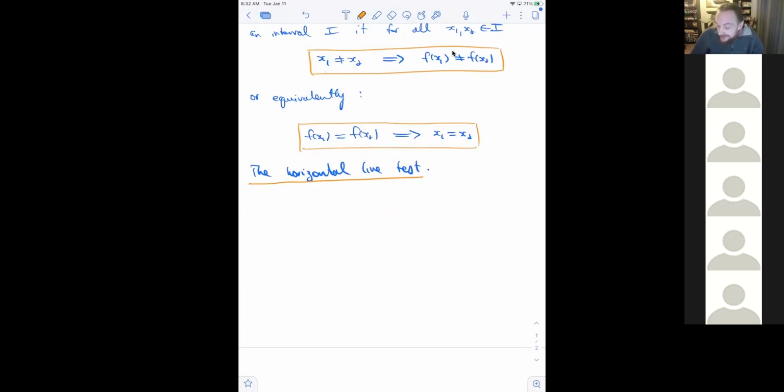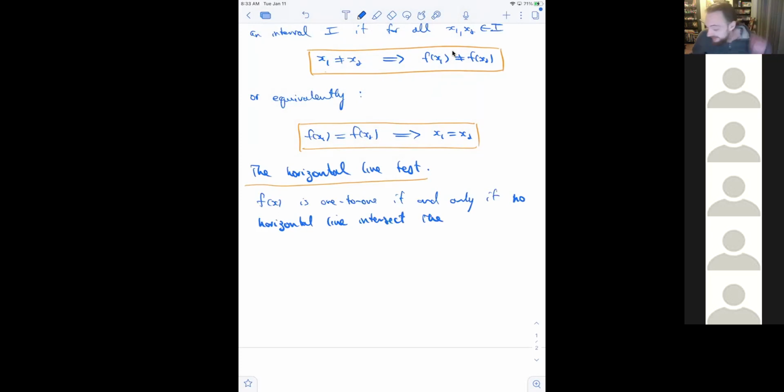The vertical line test says that a curve in the plane is the graph of a single function if and only if no vertical line intersects it more than once. We have a similar definition for a one-to-one function. f of x is one-to-one if and only if no horizontal line intersects the graph of f of x more than once.